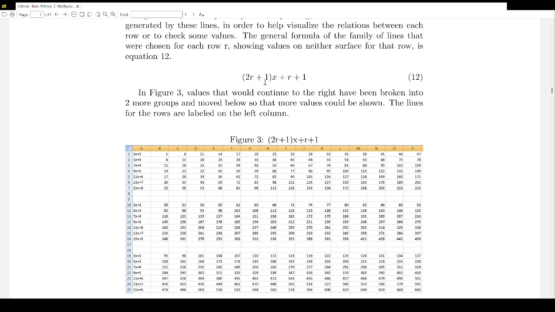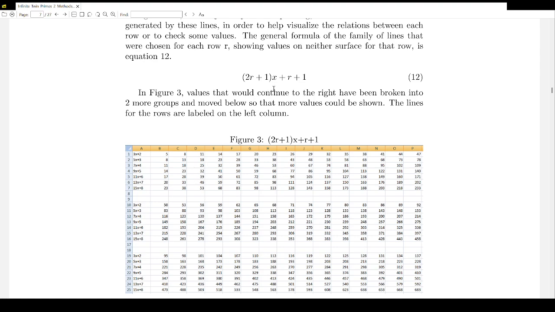So here you see 2R plus 1 times x. This is the slope formula, mx plus b. And our b, the y-intercept that we're adding on, well, for the first row it's 2. For the second row it's 3. For the third row it's 4. It's always 1 more than the row number. So that's why you see R plus 1 here. So here's a general formula in terms of the row that we're talking about now for each of these lines of values that won't appear on that row, or either row for both of those surfaces above.